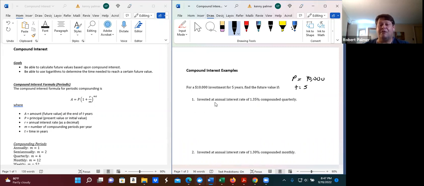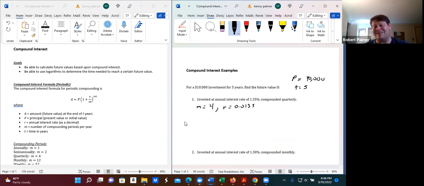The first case invested at an annual interest rate of 1.35% compounded quarterly. So it's compounded quarterly. So our M, our number of compounding periods per year, is then going to be quarterly, which is 4. And our interest rate, R, this we want to put as a decimal. We don't want to leave it like this. And also, we don't want to round off. So if you remember to convert a percentage to a decimal, move your decimal place 2 places to the left. So it'll be 0.0135. Don't round that off, leave it as it is.